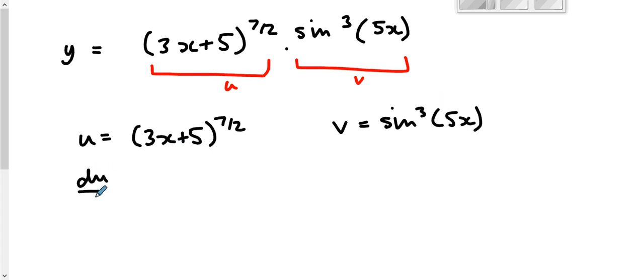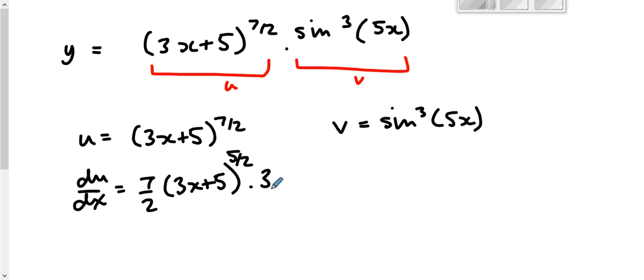So this one we'll do du by dx. Bring the power down, 7 over 2, (3x plus 5). Reduce the power by 1, so that's 5 over 2, since 7 over 2 minus 1 is 5 over 2. And then multiply by the derivative of the bracket, which in this case is 3. So that comes out as, well, we can combine the 7 over 2 and the 3. It comes out as 21 over 2, (3x plus 5) to the 5 over 2.